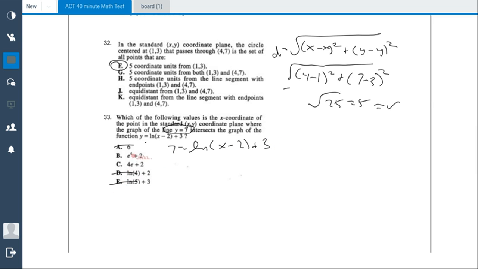So let's solve it. I'm down to a 50-50 shot if I have to guess. 7 minus 3 is 4. In order to get rid of the ln, I have to take the e of both sides. So e to the 4 is equal to x minus 2, so that means that it has to be that one.